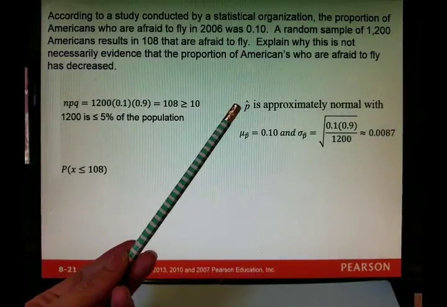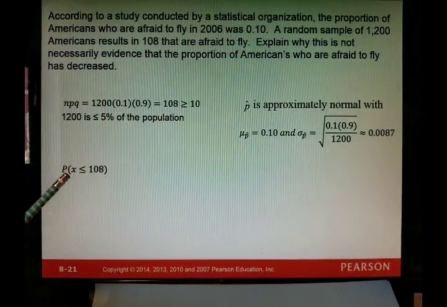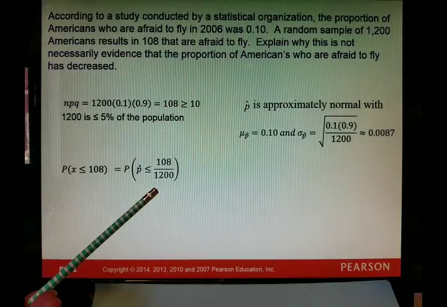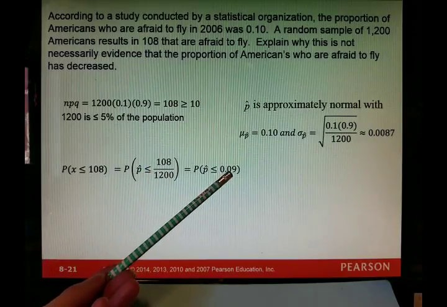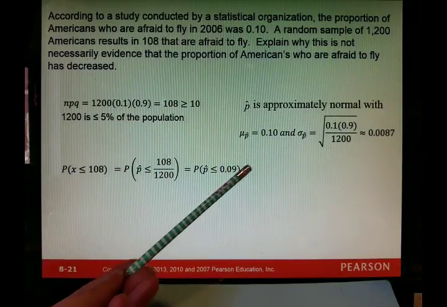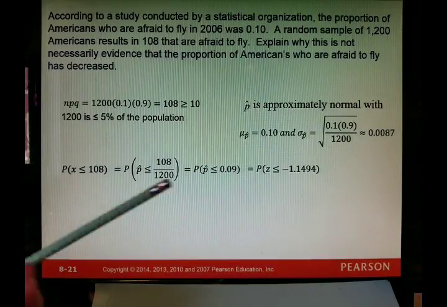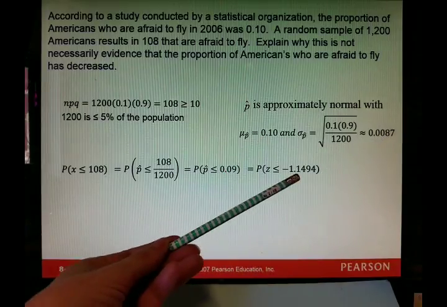So in a random sample of 1,200 Americans, 108 are afraid to fly. Well, again, I need this to be a proportion. So that was 108 out of 1,200. As a proportion, that is equivalent to 9%. Now I need to get a z-score on that, so I take this value minus the mean, divided by the standard deviation. That's how we get a z-score. Again, the value minus the mean, divided by the standard deviation.